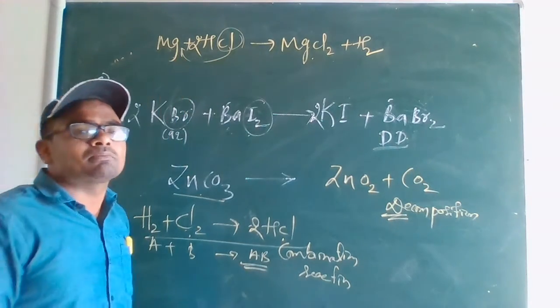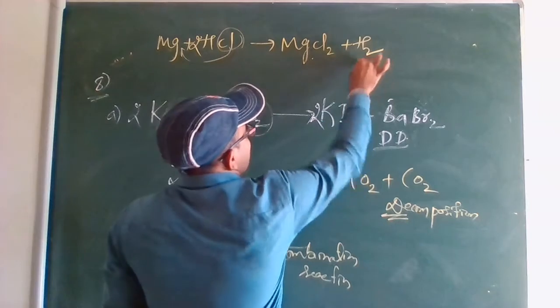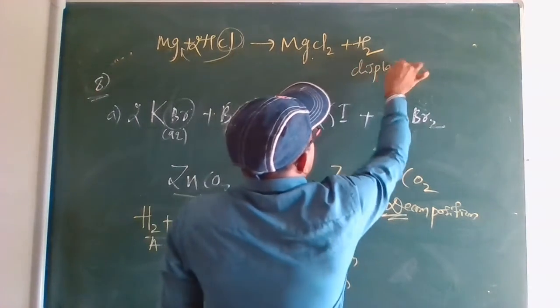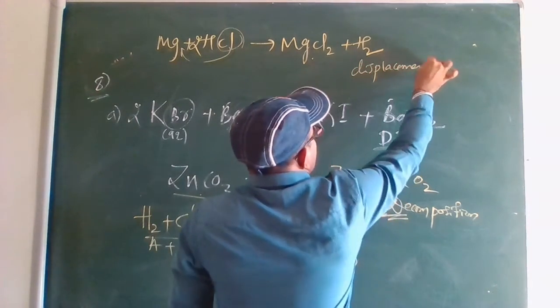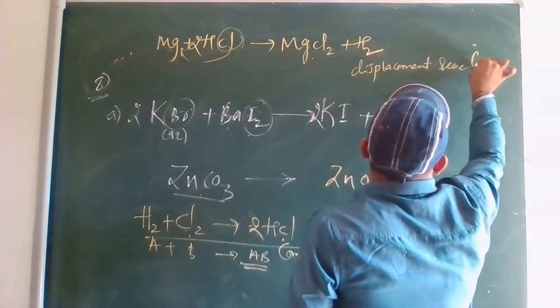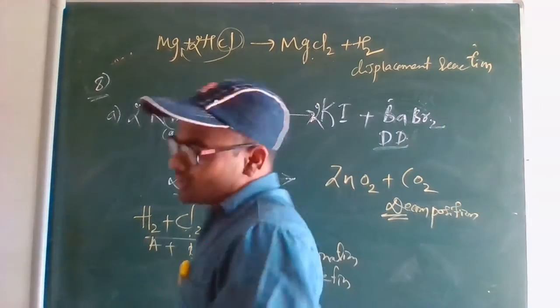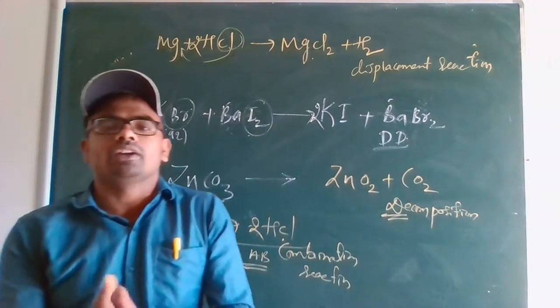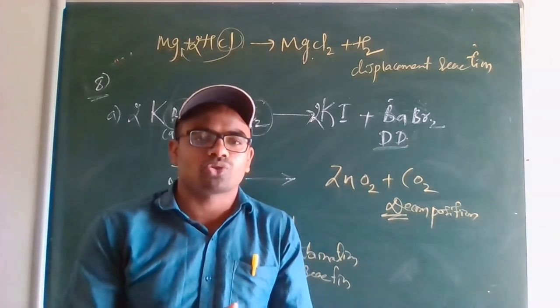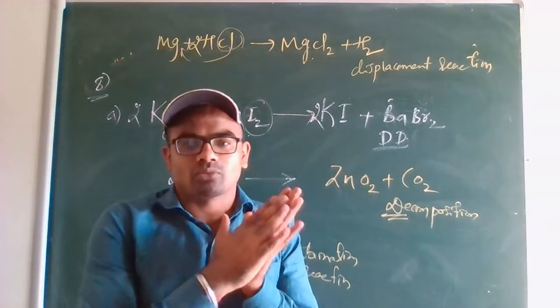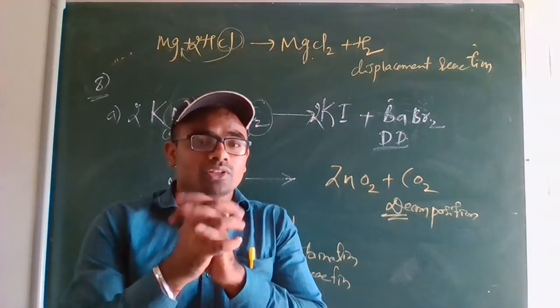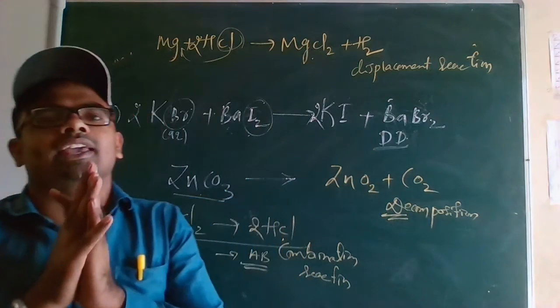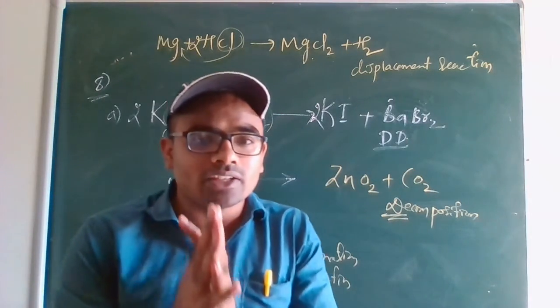So that is a displacement reaction. Which reaction is this? Displacement reaction. Okay, so these are the types of reaction. So this ends, only the 8th question we are left with. So that one also we have seen now. So this ends your chapter, chemical reactions and equations.